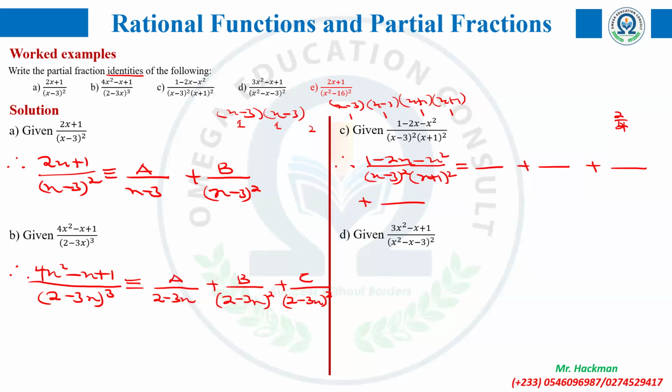Yes, sir. Okay, the first 2 fractions will come from this linear factor. So the denominator of the first one will be x minus 3. The second one will be x minus 3 all squared. All correct? Yes, sir. Okay, now the last two will come from this. So what will be the third denominator? x plus 1. Very good. And the next one? x plus 1 all squared.